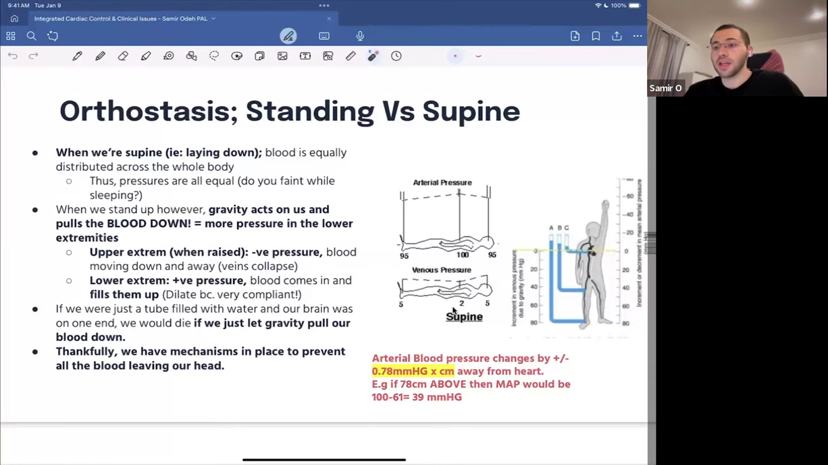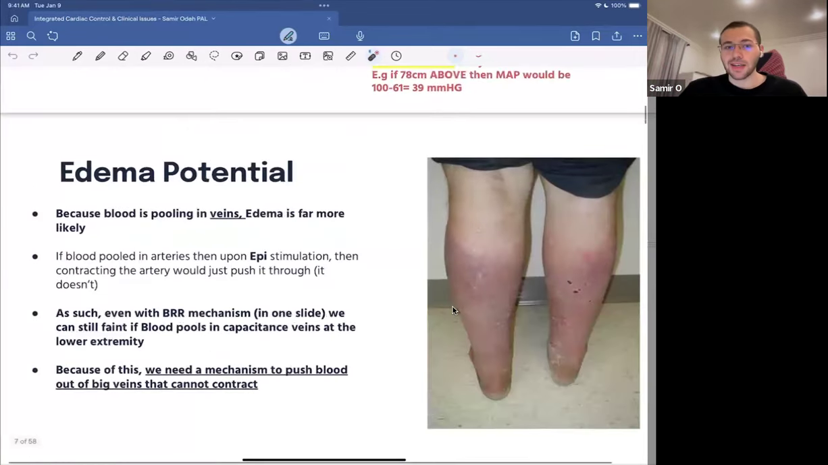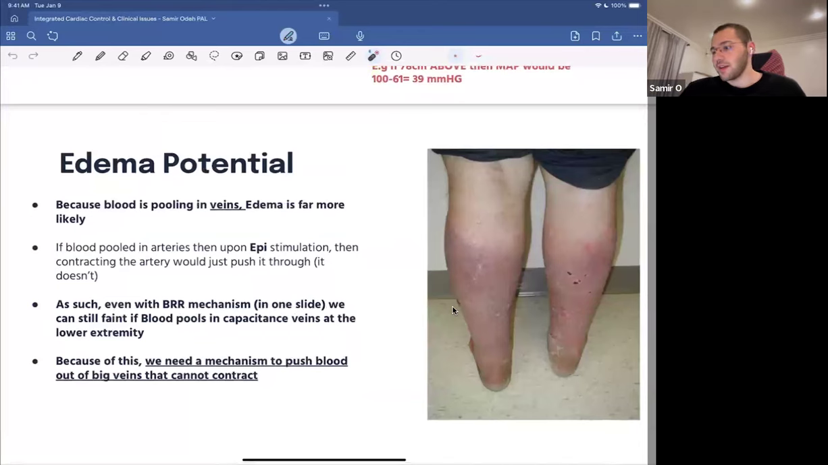So if your mean arterial pressure was 100 and you're around 78 centimeters above your heart, your blood pressure would be 100 minus 61. Again, pressure up in your brain when standing would be lower than the pressure in your legs. We just discussed why. I know that was a lot to take in, but let's just imagine it.